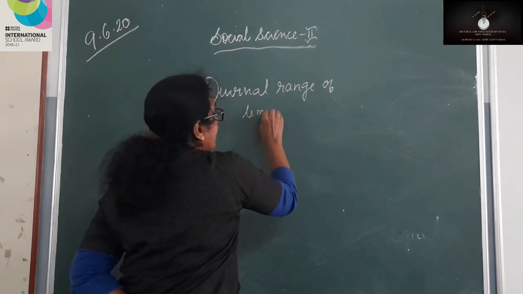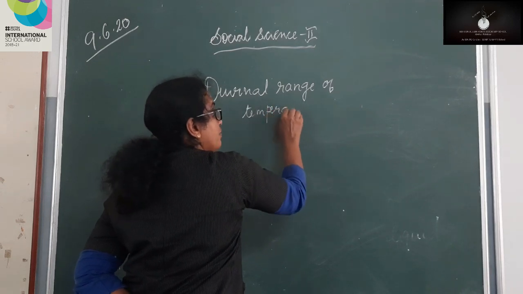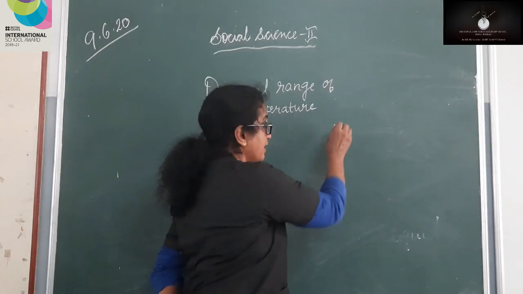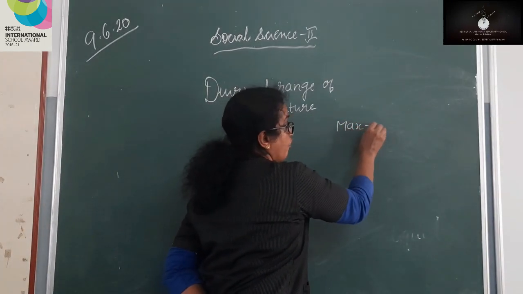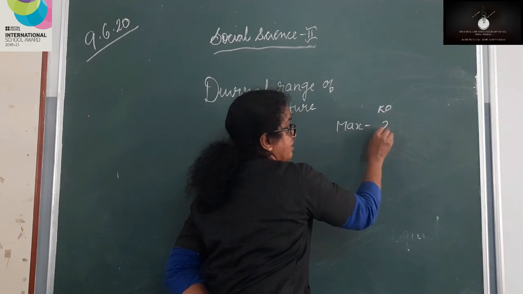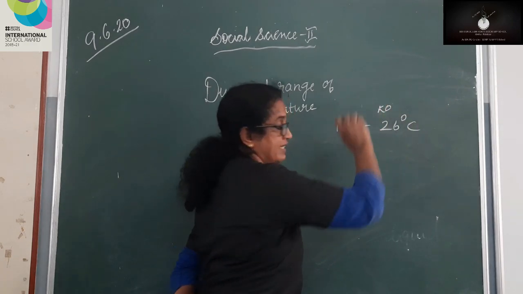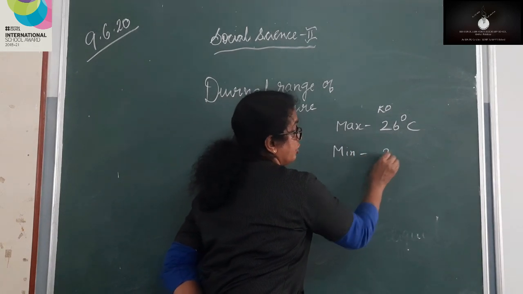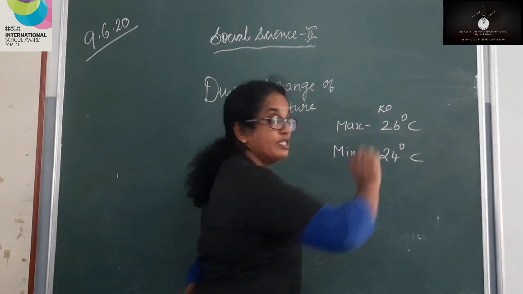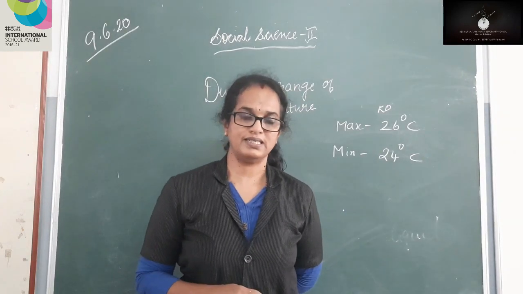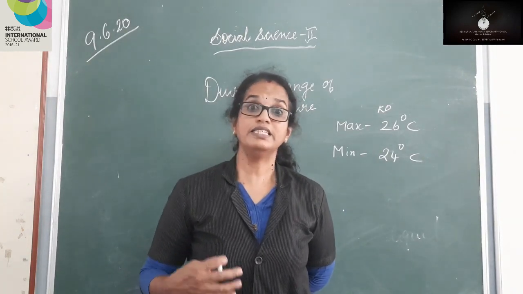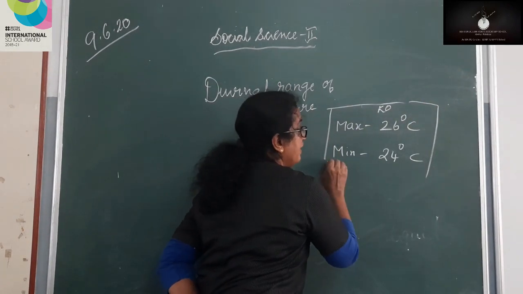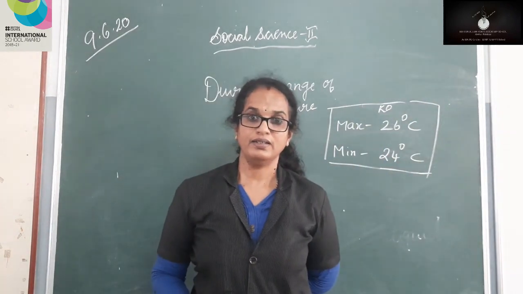Now, usually on TV we used to listen to the news. That is, we usually hear the maximum temperature of Kochi. Kochi's maximum temperature is 26 degrees Celsius, and the minimum temperature recorded is 24 degrees Celsius. So what is this difference? The maximum temperature is given, and the minimum temperature is given.